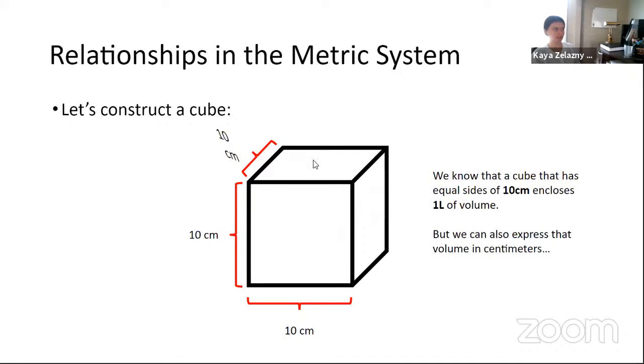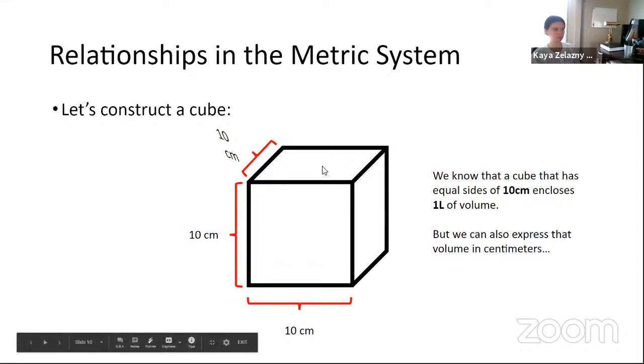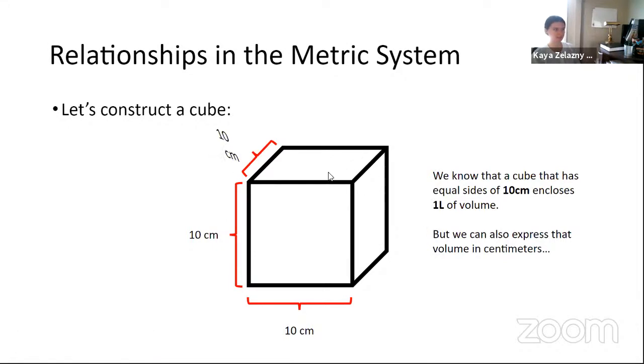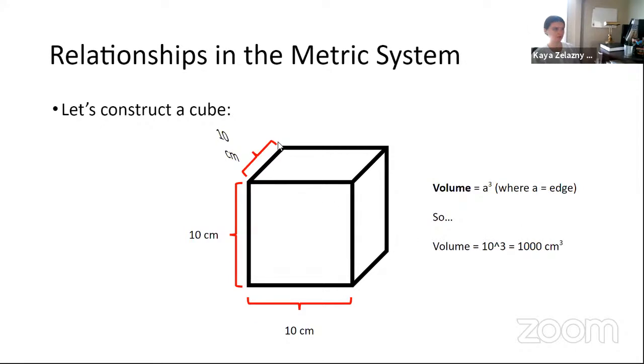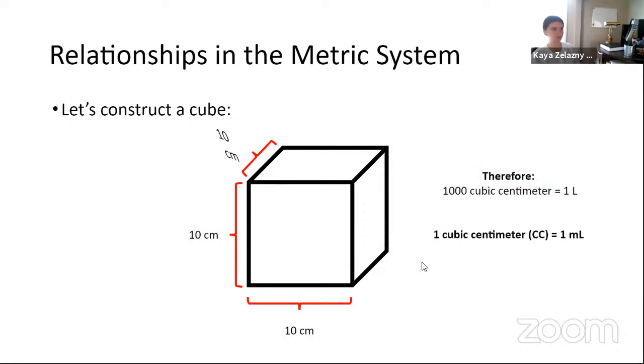So it's a fact that a cube that is 10 centimeters on every side encloses a liter of volume, but we can also express that liter of volume in centimeters, right? These sides are measured in centimeters. So we could have a volume measurement that incorporates that centimeter unit, all right? So if we multiply 10 by 10 by 10, we'd see that the volume of this cube is 1,000 centimeters cubed, right? 1,000 cubic centimeters is equal to a liter. And this is a relationship that's just going to be true here. So that's one we want to remember.